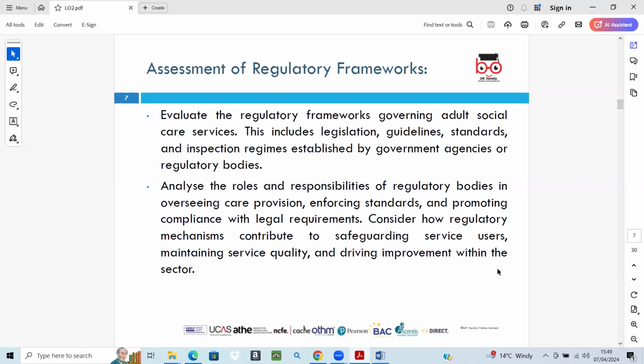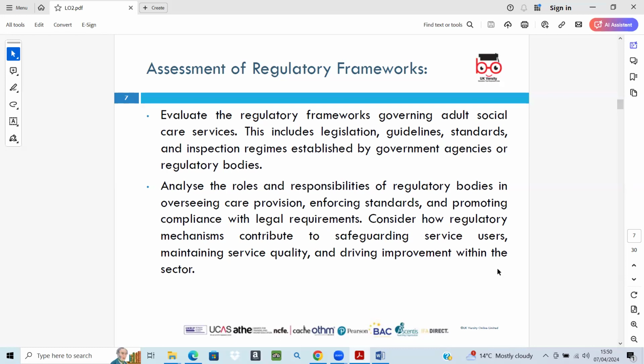Then we need to look into the guidelines issued by regulatory bodies or government agencies. These guidelines often provide detailed instructions on how to comply with legal requirements and deliver high quality care. For example, CQC and GMC provide guidelines, and we need to follow them. And standard quality review. The standards set by regulatory bodies review the quality standard of the care services provided by care homes or anyone in the health and social care industry.